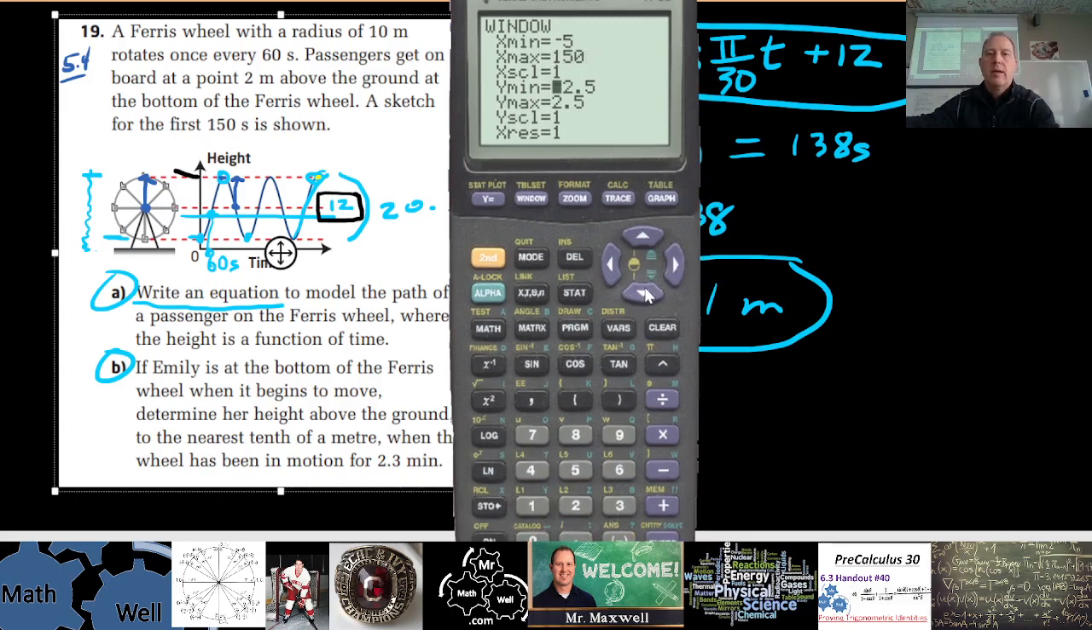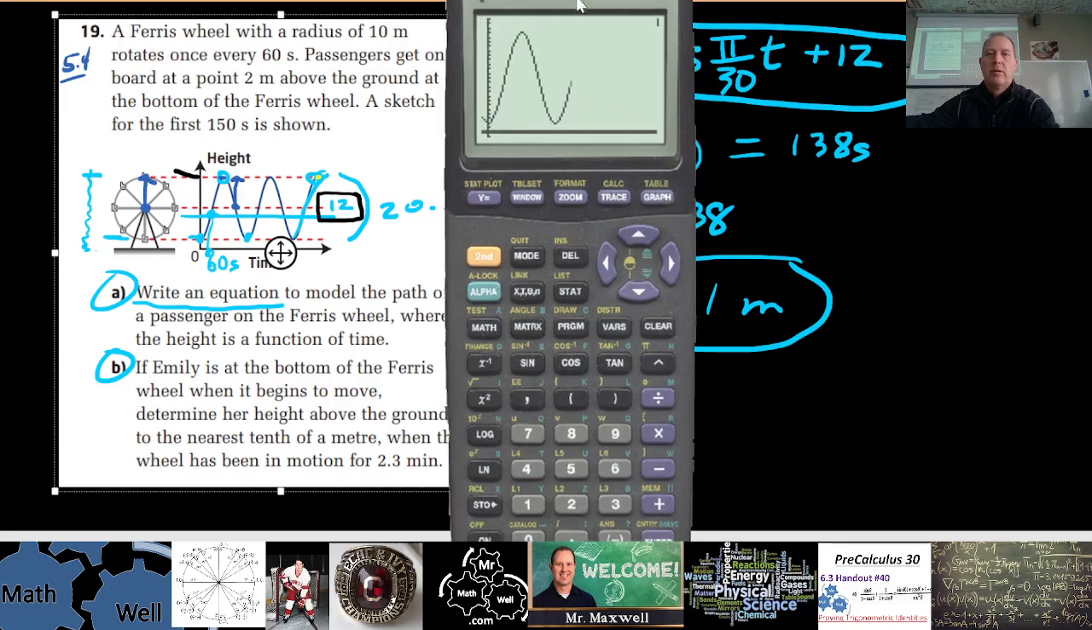And y, let's go negative 1 to 25 or something. Let's see if we can see that graph there now. There we go. Looking pretty good.